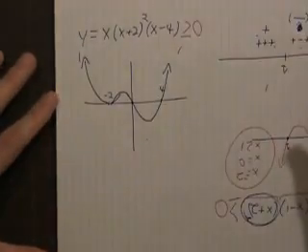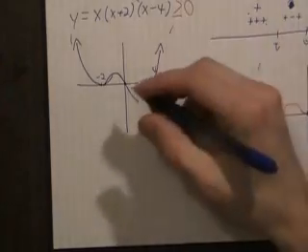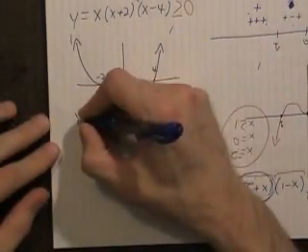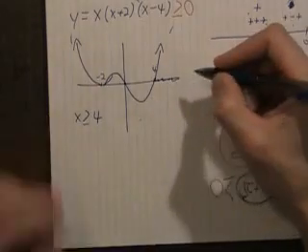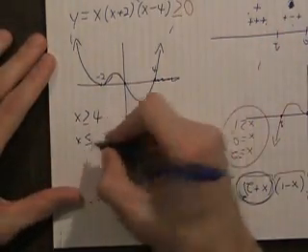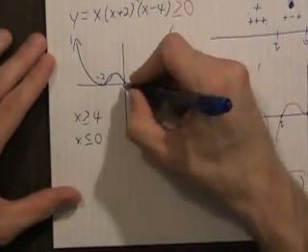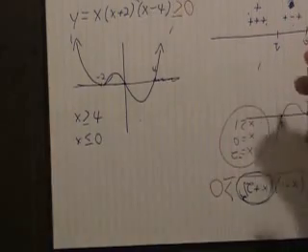Something like that. And if we want to solve the inequality, greater than or equal to 0, whereas it's positive, it would be x is greater than or equal to 4, right? Everything over here, and x is less than or equal to 0, because everything over here makes the whole thing positive.